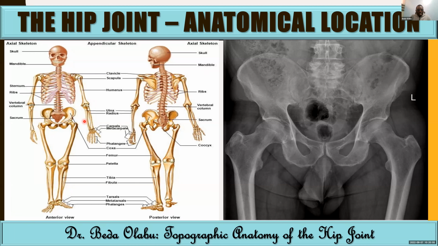So this shows us the anatomical location of the hip joint. This is where the hip joint is found. So we can see it's the joint between the thigh and the pelvis, and is formed by the femur and the pelvic bone. So we now know where the hip joint is found. It's one of the major joints of the lower limb and perhaps the largest joint in the lower limb.